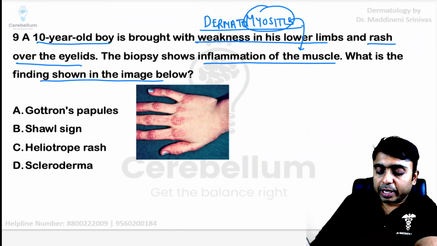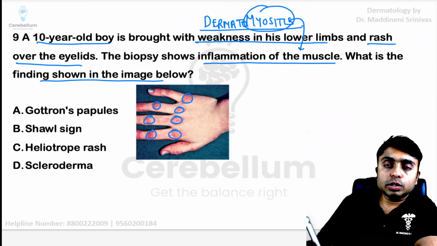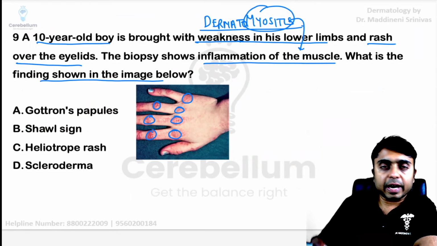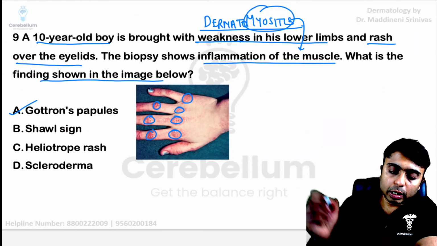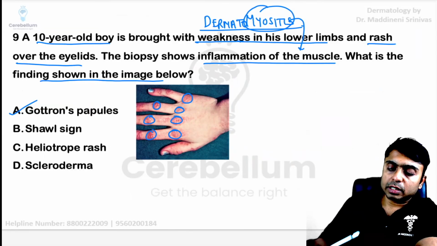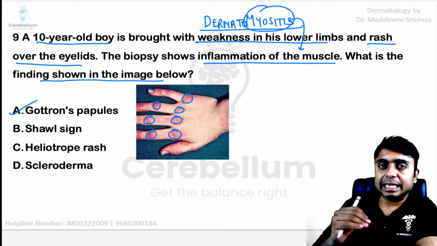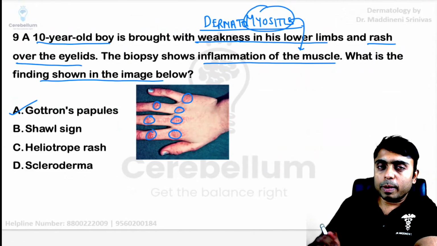In the image, you are able to see violaceous macular erythema present over the knuckles and also the IP joints and MP joints. This is a classical finding referred to as Gottron papules, which is in fact pathognomonic for juvenile dermatomyositis. Very, very important. We have discussed the types of lesions in the first question, so you can go back and revise all the features of dermatomyositis.